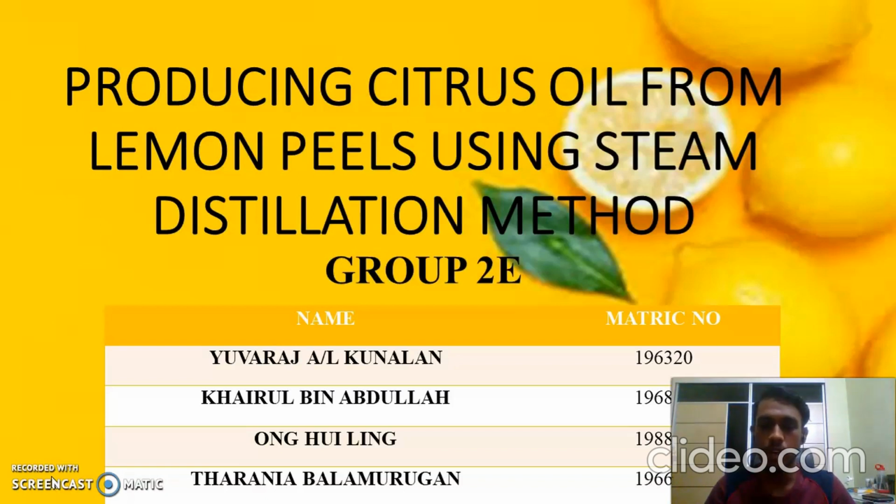So our group, which is group 2E, consists of me, Yuvaras Analai Kunalan, 196320, Cairo bin Abdullah, Ong Hui Ling, and Tarania Balamurugan. So I will start my presentation with the introduction of our experiment.